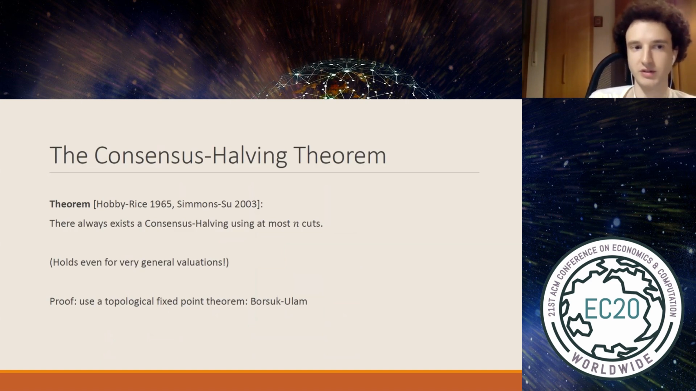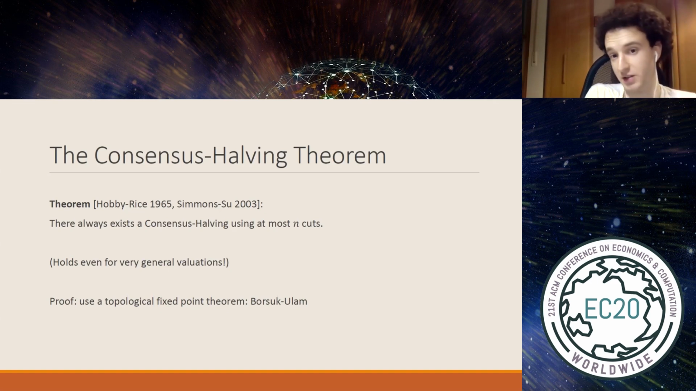The answer is no. So the consensus-halving theorem tells us that whatever the valuations, there always exists a consensus halving that uses at most n cuts, where n is the number of agents. This theorem is also known as the Hobby-Rice theorem because it was first proved by Hobby and Rice in 1965. And it was proved again by Simmons and Su in 2003 with a different proof and a strengthening as well. And Simmons and Su are also the ones that came up with this name for this problem, consensus halving.